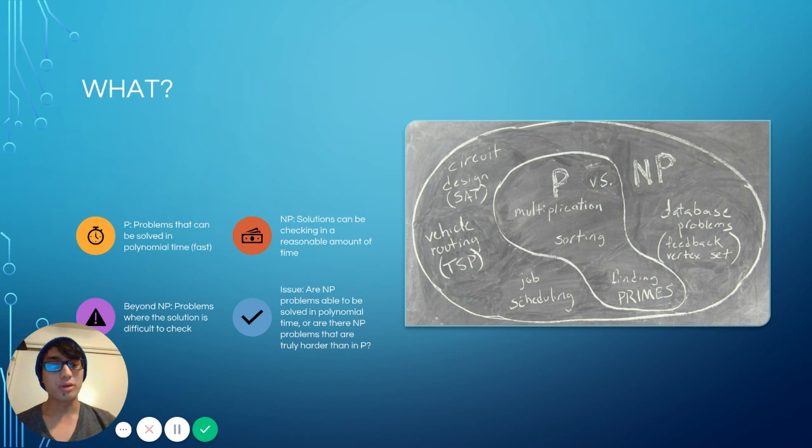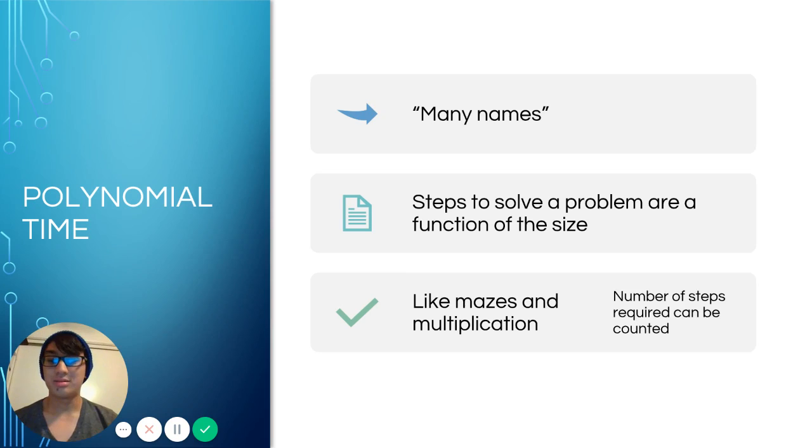And so we're only going into P versus NP because the issue here is, are NP problems able to be solved in polynomial time, or are there NP problems that are truly harder than in P?